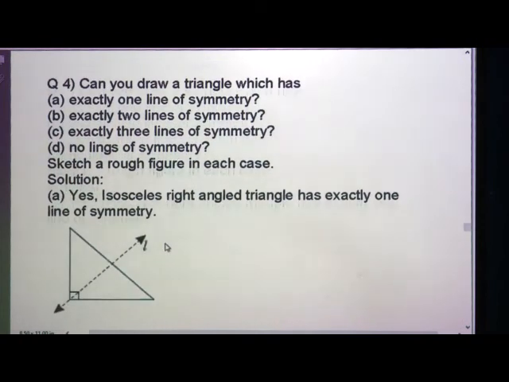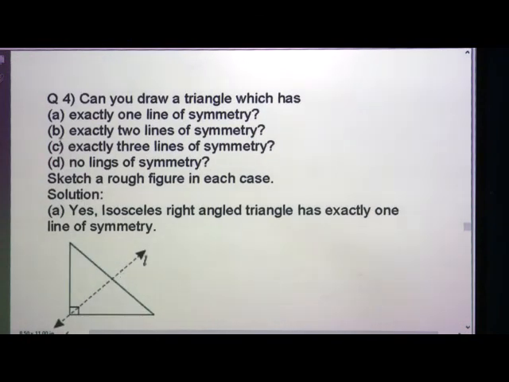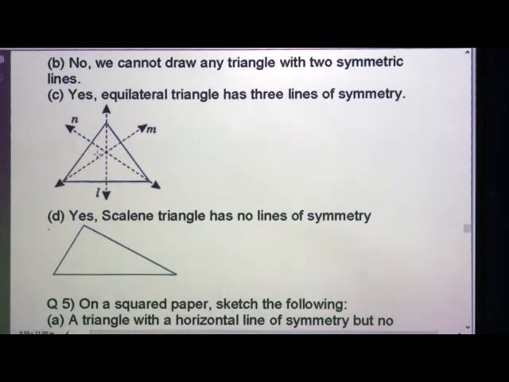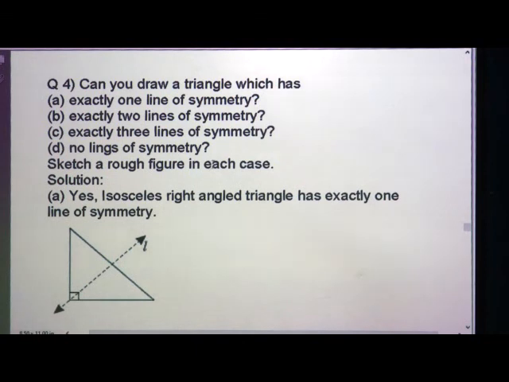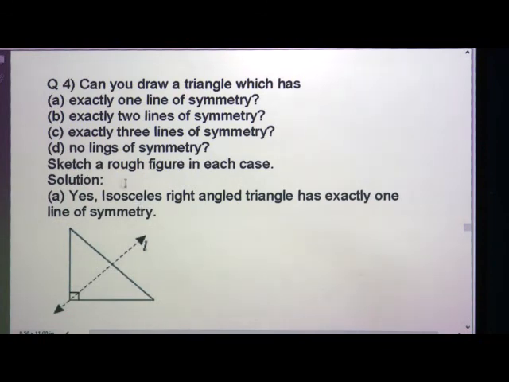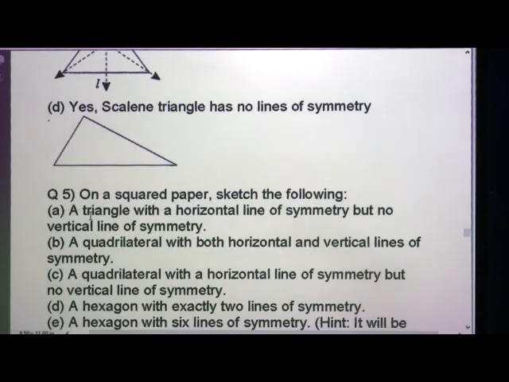Can you draw a triangle which has exactly 1 line of symmetry? Yes, which is that? Isosceles right angle triangle has exactly 1 line of symmetry. Then exactly 2 lines of symmetry. No, we cannot draw a triangle with 2 lines of symmetry. Okay. Then third one, exactly 3 lines of symmetry. Equilateral triangle has 3 lines of symmetry. Then no lines of symmetry: scalene triangle has no lines of symmetry.